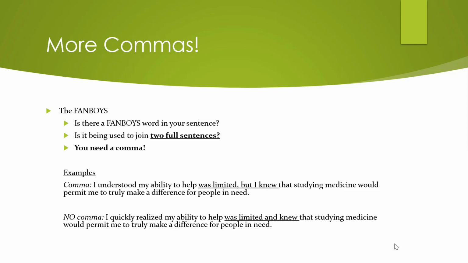We would use no comma if both halves of the sentence are not complete. So in this example here, the first half of the sentence is complete. I quickly realized my ability to help was limited, right? We could put a period there and be done. But on the second half, we see the fanboy word and it's and.